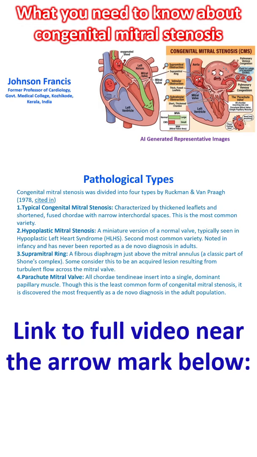Supramitral ring, a fibrous diaphragm just above the mitral annulus, a classic part of Schoen complex. Some consider this to be an acquired lesion resulting from the turbulent flow across the mitral valve.